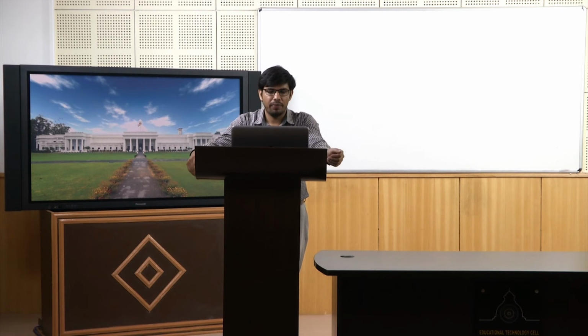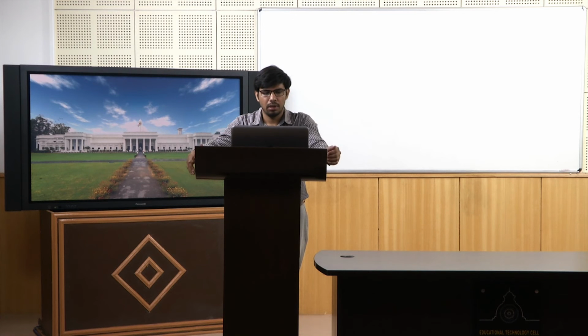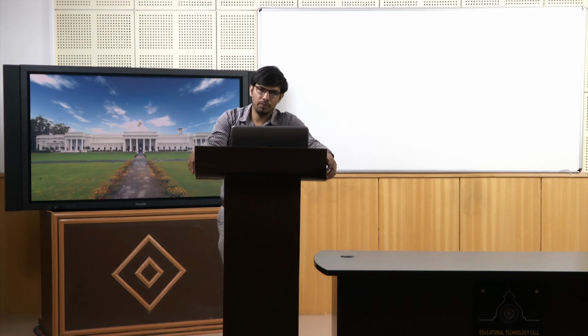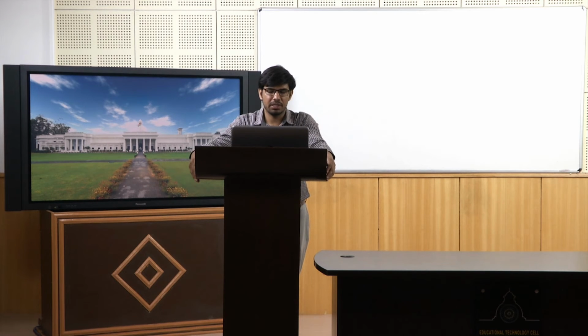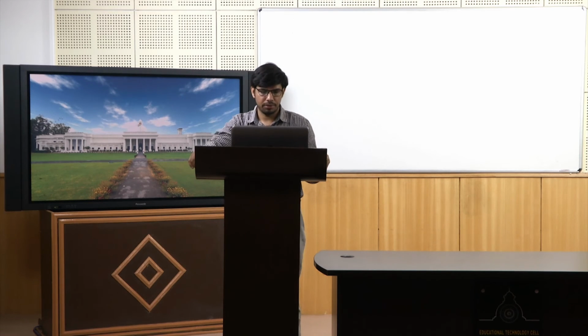The principal weights that we obtained while we applied PCA to the training partition can be used to compute the new variables from the validation partition. The weights that we computed from applying PCA to the training partition can be used to obtain new scores, and then these new predictors can be used to test the model and then refine it, and then test on the new partition, that is the test partition.